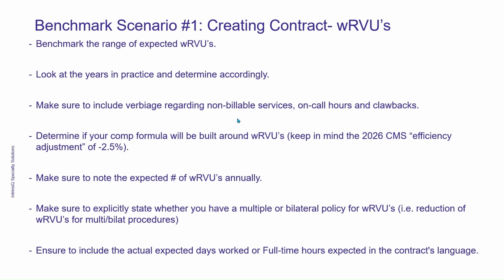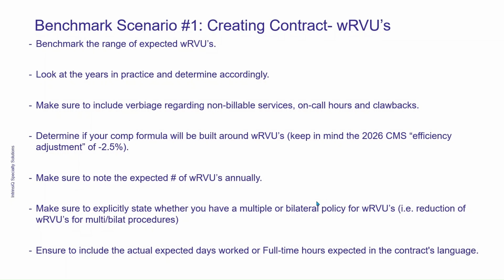Of course, determine if your comp formula will be built fully around work RVUs or if there will be a hybrid model, just keeping in mind that in 2026, CMS did establish the efficiency adjustment of negative 2.5% for specific work RVUs. Make sure to note the expected number of work RVUs annually. Again, that kind of goes back to that clawbacks discussion that we just had. Ensuring the number of work RVUs that you expect to see annually within the contract is beneficial if you're really going to focus on that for your comp model or comp formula.